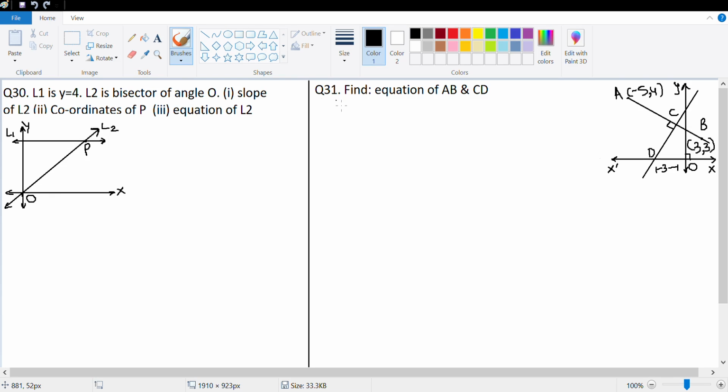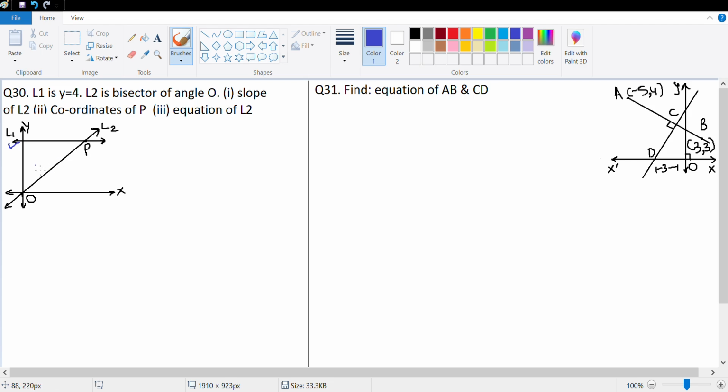Hi guys, let's look at the next question, question number 30. It says given equation of L1 is y is equal to 4. So that's my line 1, y is equal to 4. Next, write the slope of line 2 if L2 is the bisector of angle O.